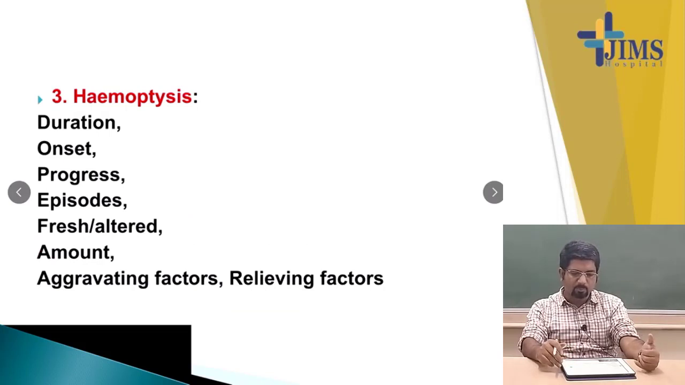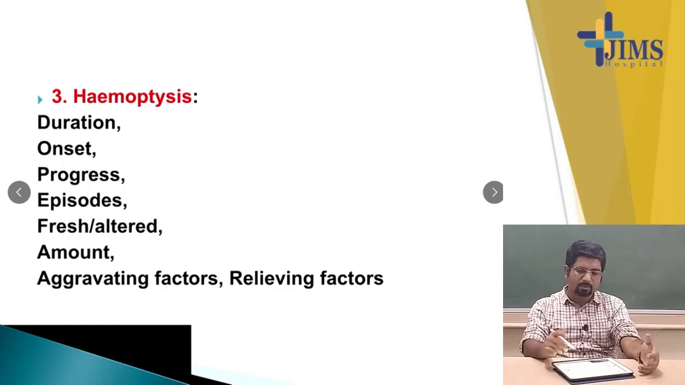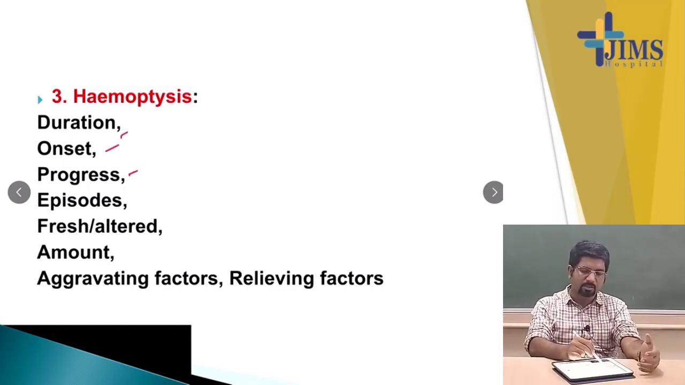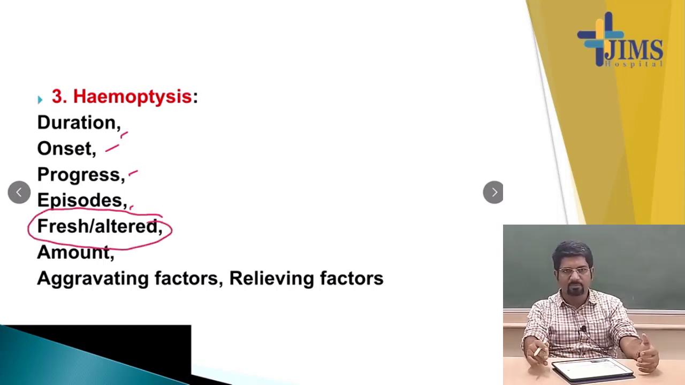Now we come to hemoptysis. Hemoptysis means sputum containing blood, which may be streaky or frank blood. You have to know the duration, onset, progress and episodes. You have to identify whether it is fresh blood or altered blood. Fresh blood means a red color, which mainly occurs in bronchogenic CA and tuberculosis. Altered blood is more blackish in color.